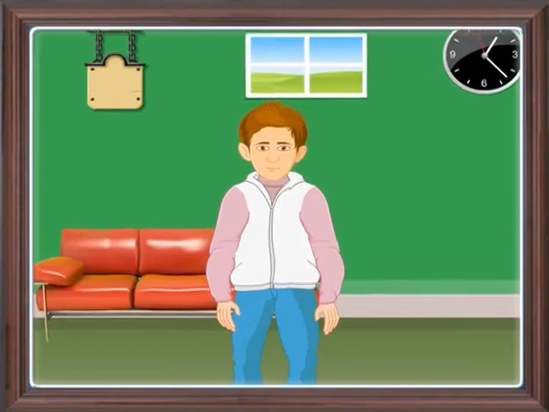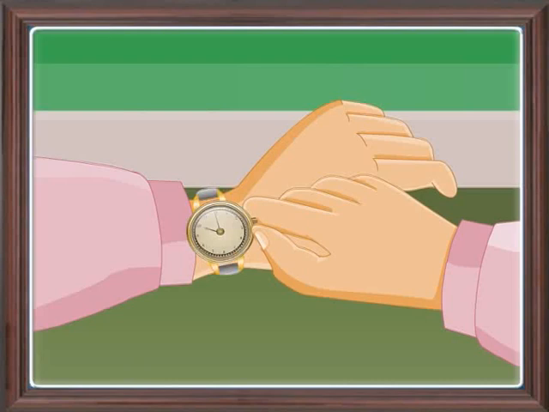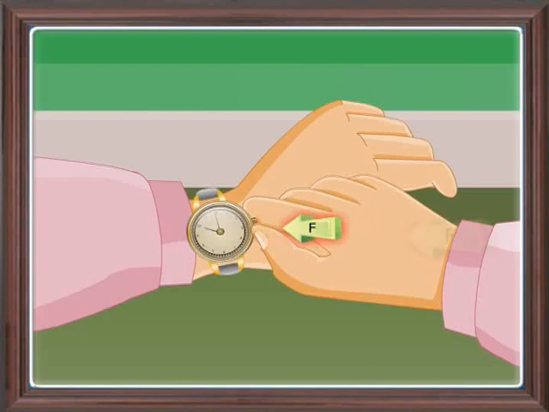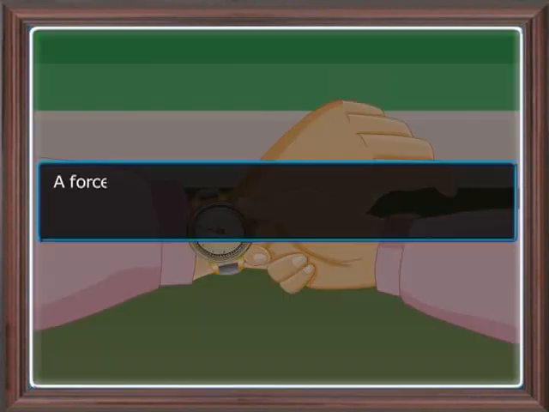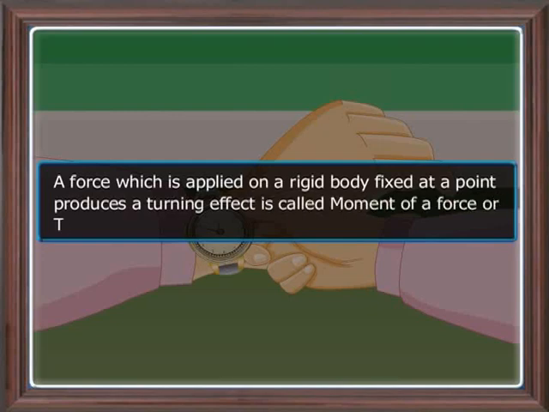See here carefully. The boy winding his wristwatch. What did you observe here? The boy applies force at a fixed point on the rigid body, and the same force causes a turning effect about that fixed point. This force is nothing but moment of a force. So, we can define it as a force which is applied on a rigid body, fixed at a point, that produces a turning effect and is called moment of a force or torque.